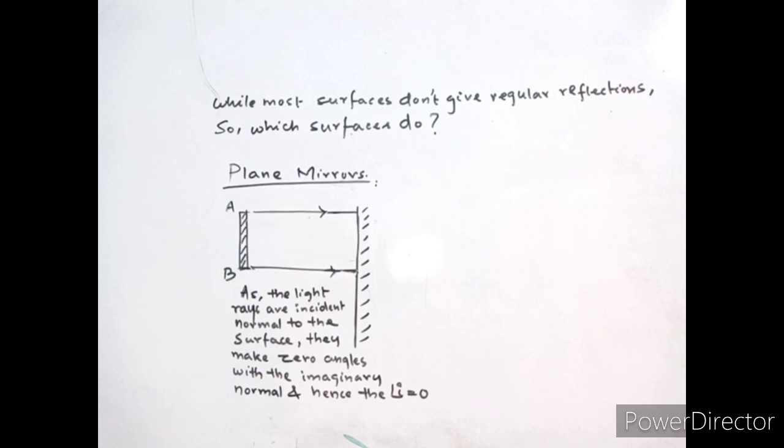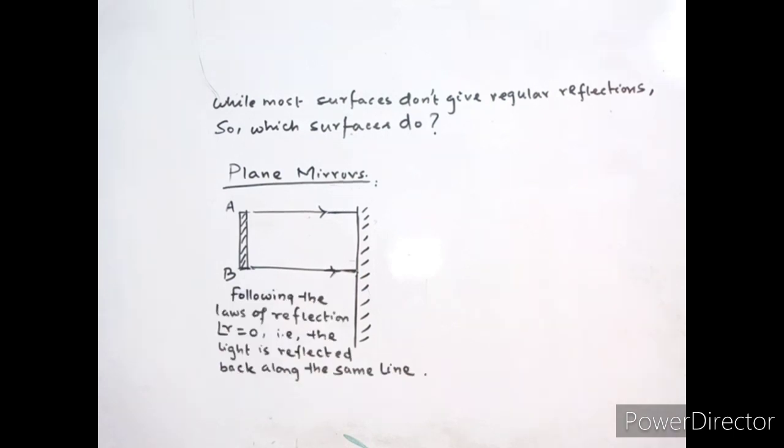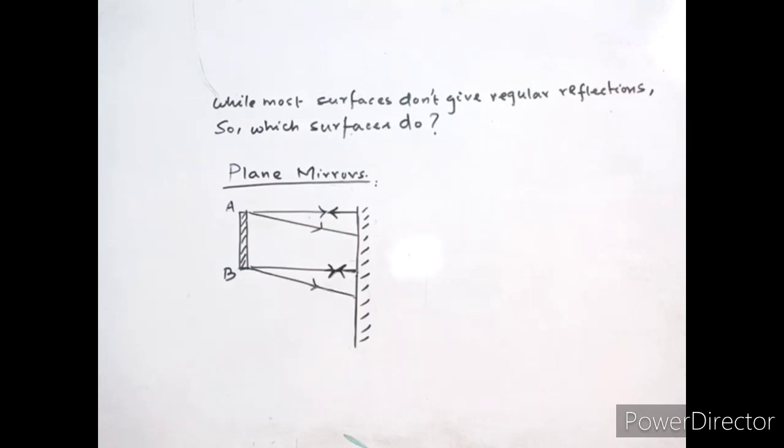As the light rays are incident normally to the surface, they make zero angle with the imaginary normal of the surface, and hence the angle of incidence is zero. So following the laws of reflection, the angle of reflection has also got to be zero. That is, the light is reflected back along the same line, as you can see from the arrows that have been given. I consider two more parallel rays. I can consider many rays, and they are reflected parallelly, obviously, but the parallel light rays won't meet.